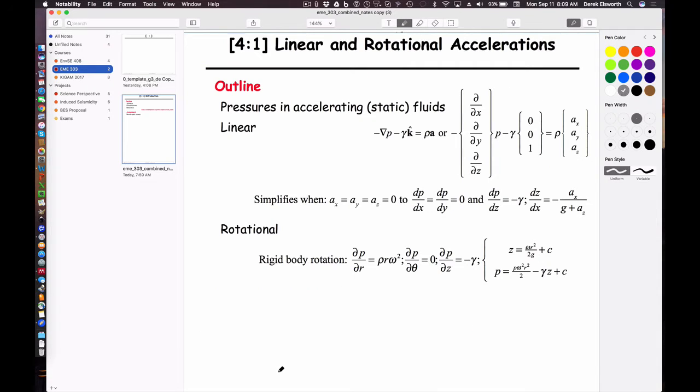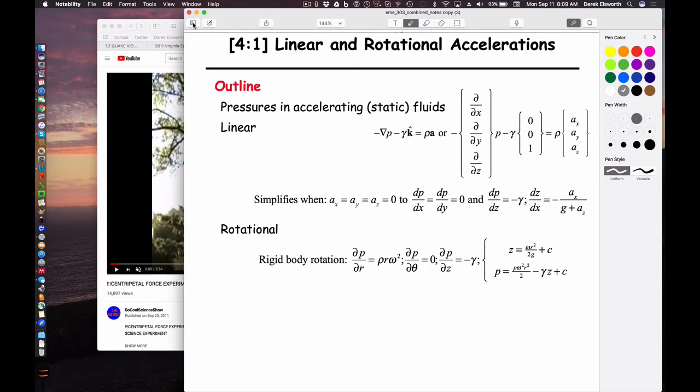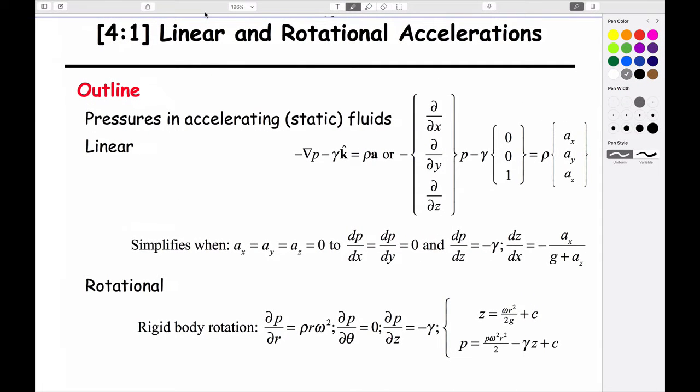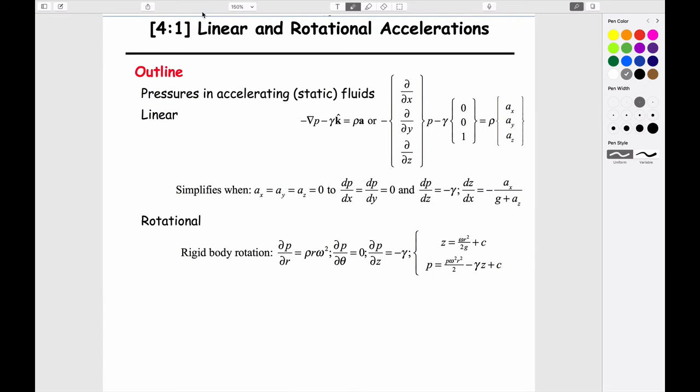All right? So that's what we want to talk about today. We'll talk about acceleration. The idea is that we're talking about accelerations of a container that contains a fluid, and we have the expressions to be able to deal with that. What we're attempting to do today is deal with these two different cases. One is linear acceleration, and the second one is rotational accelerations.